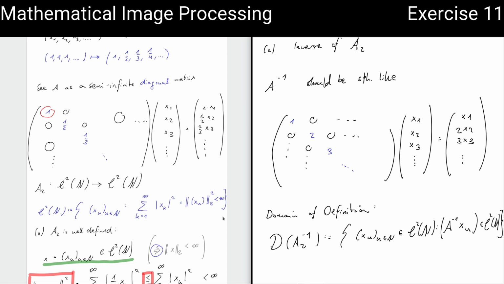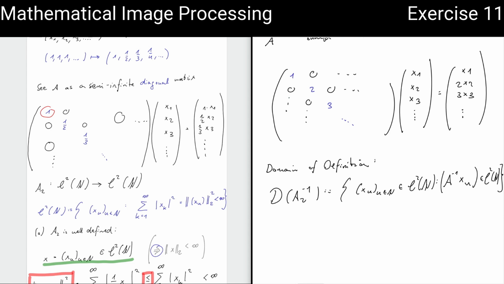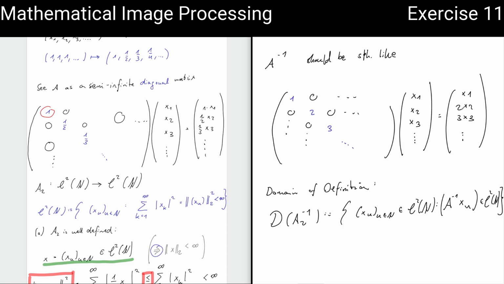We do not need to get into detail here. The important part is you see that it is easy to write down what the inverse needs to look like given an operator that has this diagonal structure here on the left. That's precisely the one on the right-hand side. And if I take elements out of D(A2^-1), then I also know how to calculate the inverse. I just multiply the elements with n.